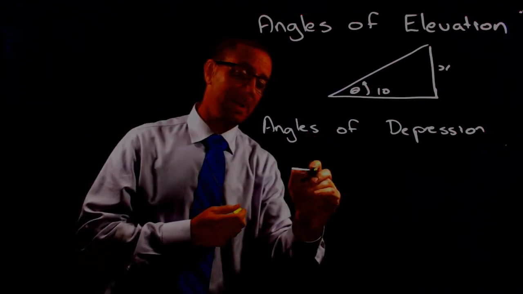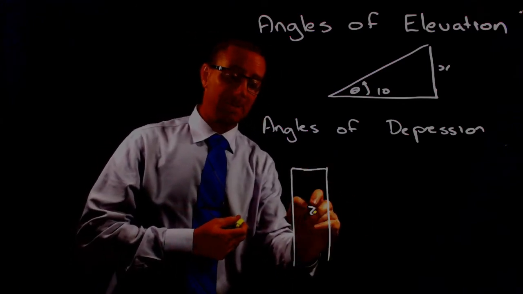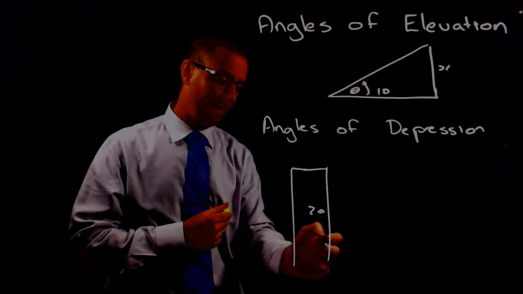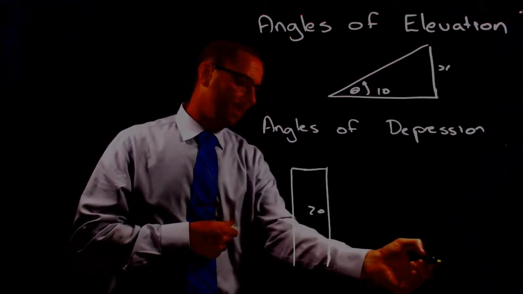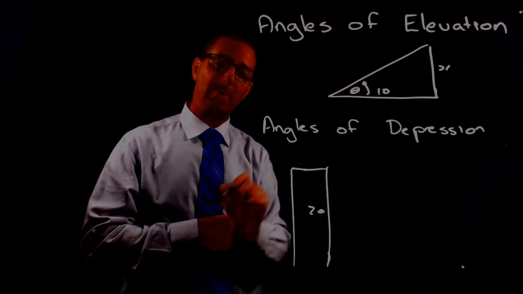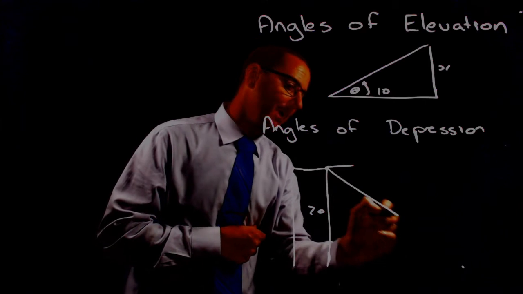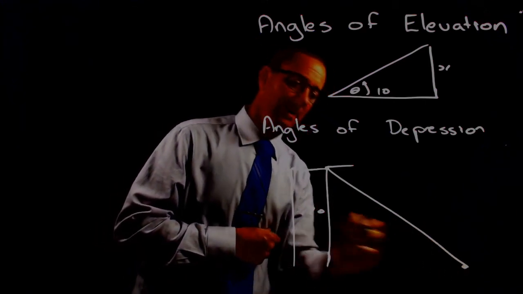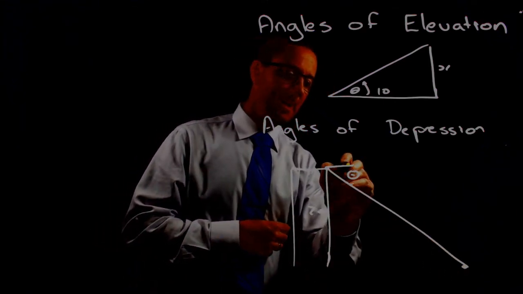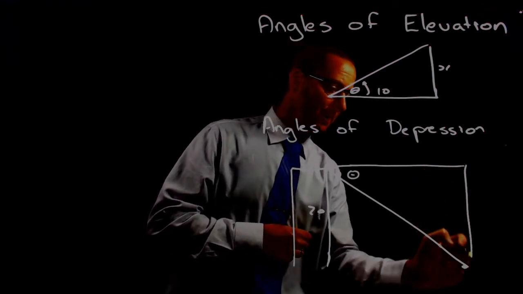Let's say that we're standing on top of a building, and this time we know that the building is 20 meters high. Okay, it doesn't matter how high your building is, but in the distance you see your friend. And so what you could do is, from standing here on the top of the building, work out the angle of depression. There it is, theta.